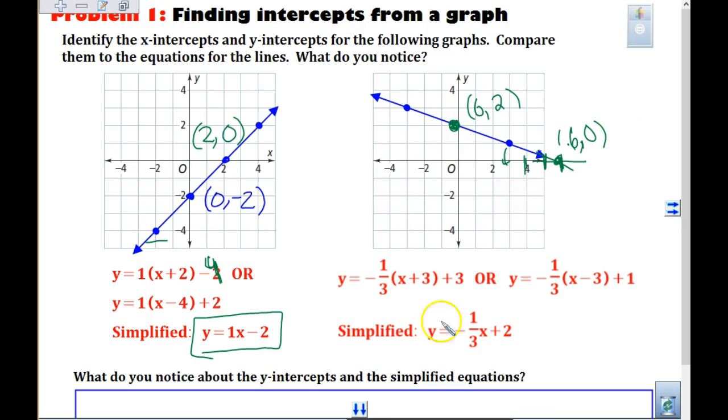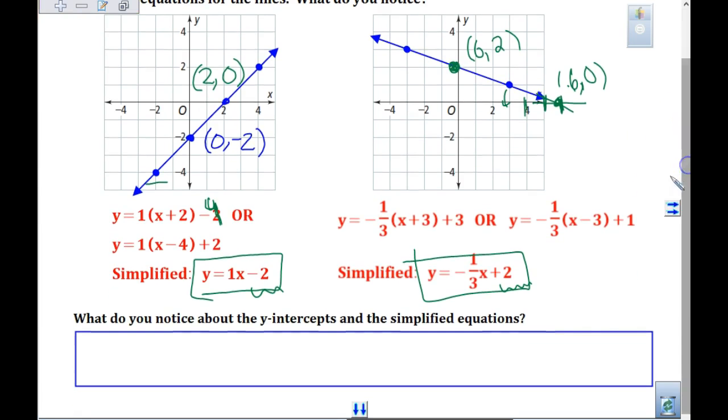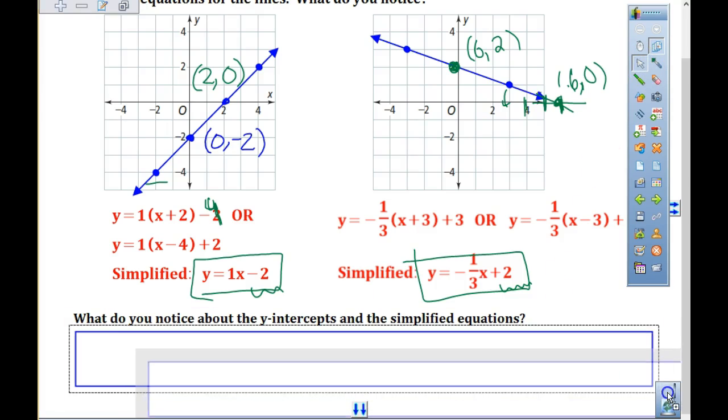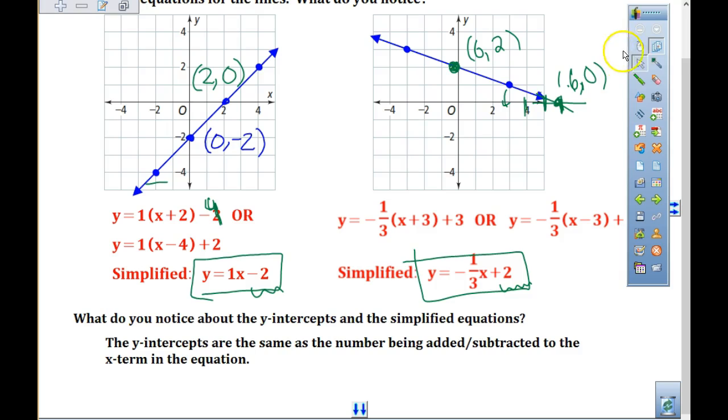So, we now want to take a look at the equations down here. The simplified form of this equation. What do you notice about the number back here? As our y-intercept. So when we look at the simplified form, what we want to put down is this. When we are looking at our simplified form of the equation, the y-intercept is the same as the number that's being added or subtracted. The y-intercept is always going to be the same as the number added or subtracted to the x term.